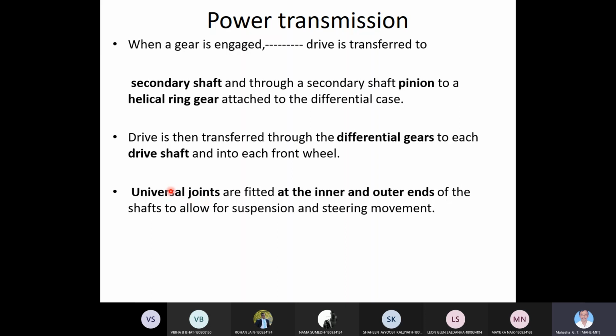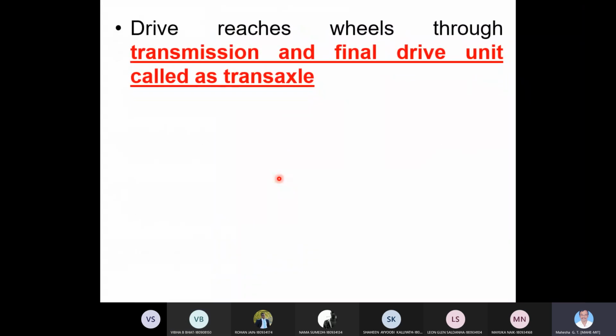Maybe CV joints I told. Constant velocity U joints are provided, which are 4 in number, 2 for each of the shafts, to make the drive be transmitted smoothly from the final drive gearbox to the wheels and tires. So that is what you are supposed to tell.